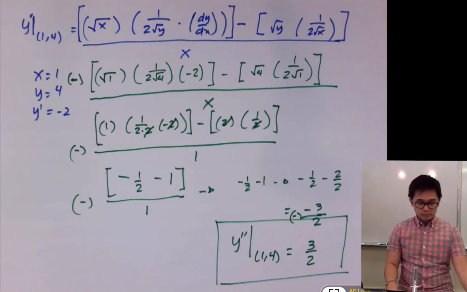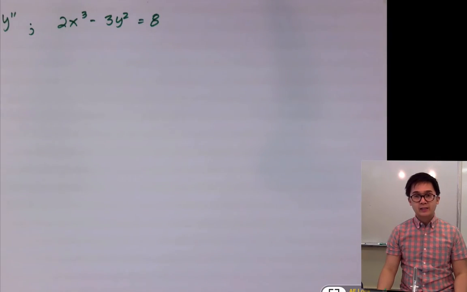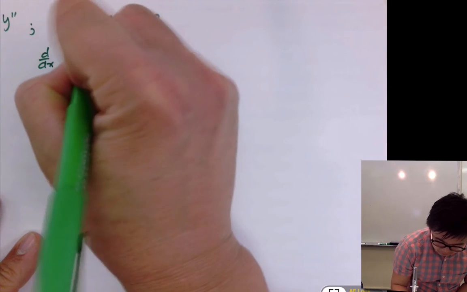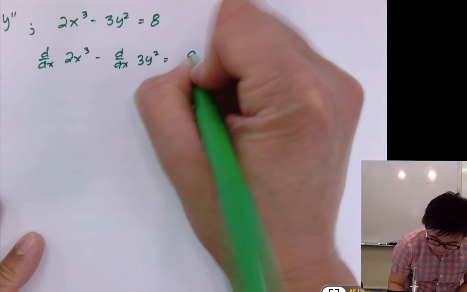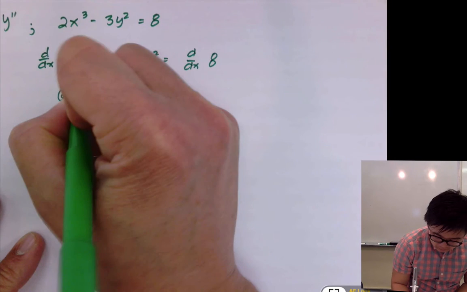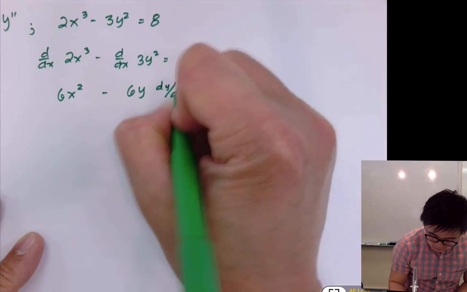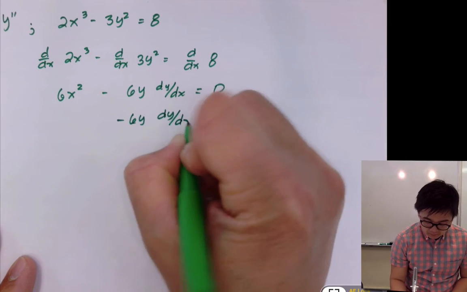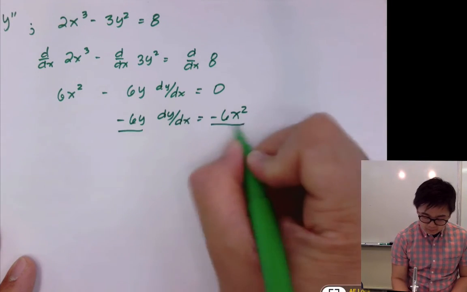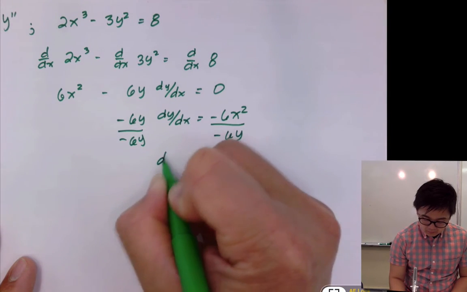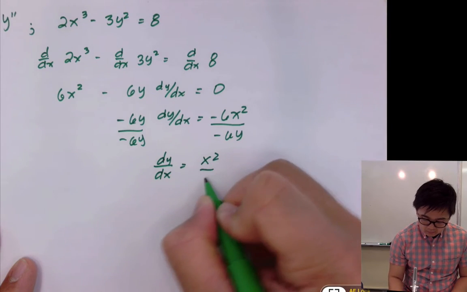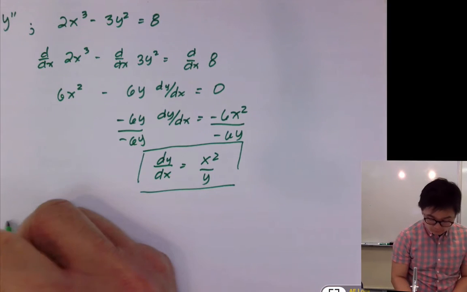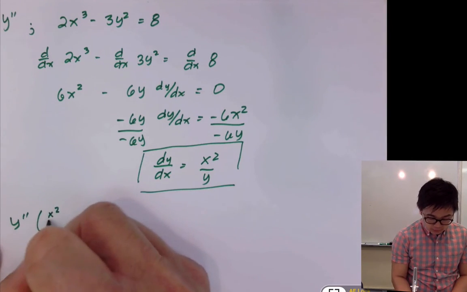Now for our last example, and for our third example, let's take the second derivative of the function 2x cubed minus 3y squared equal to 8. And by isolating that dy/dx, we'll end up with x squared all over y. So this is now our first derivative, and to find the second derivative we're going to be using the quotient rule.